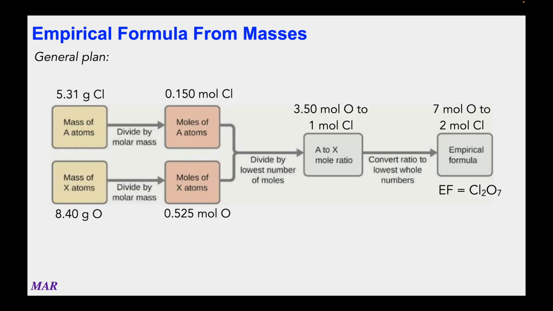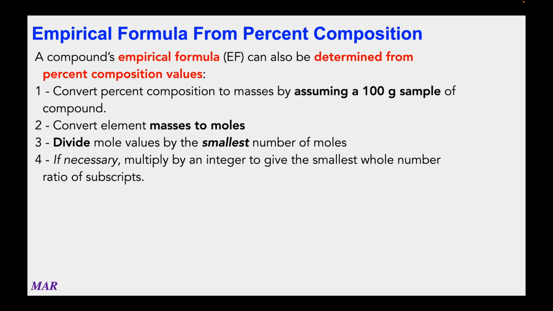This is a general plan for what we just did and how you go from mass percentages or mass values, I guess I should say, into an empirical formula. So we took the grams of Cl and O, turned them both into moles by dividing by the molar mass. We then compared those moles together, and it turned out it was 3.5 moles of oxygen for every 1 mole of Cl. But we can't leave that stand. We have to have whole numbers, so we multiply them both through by 2 to get a 7 to 2 ratio, which means the empirical formula here, Cl2O7.